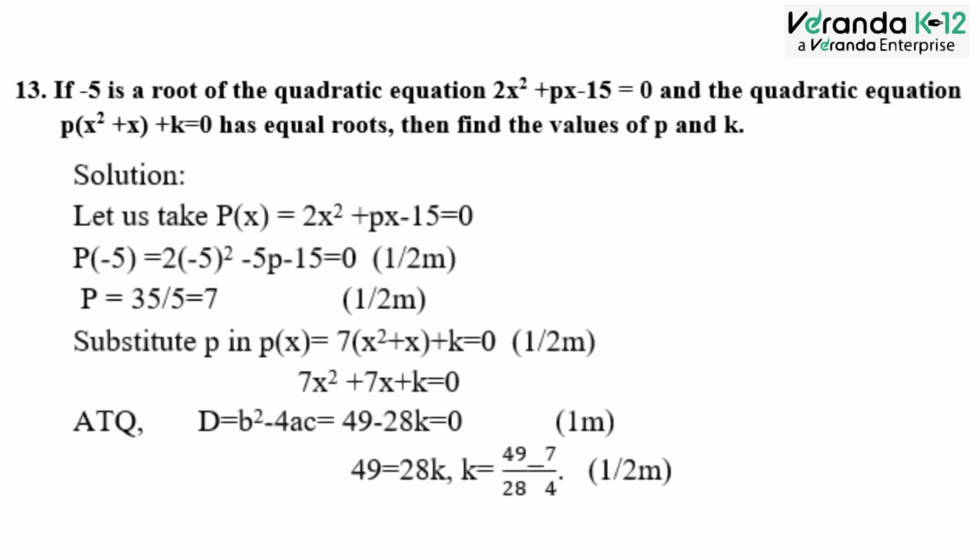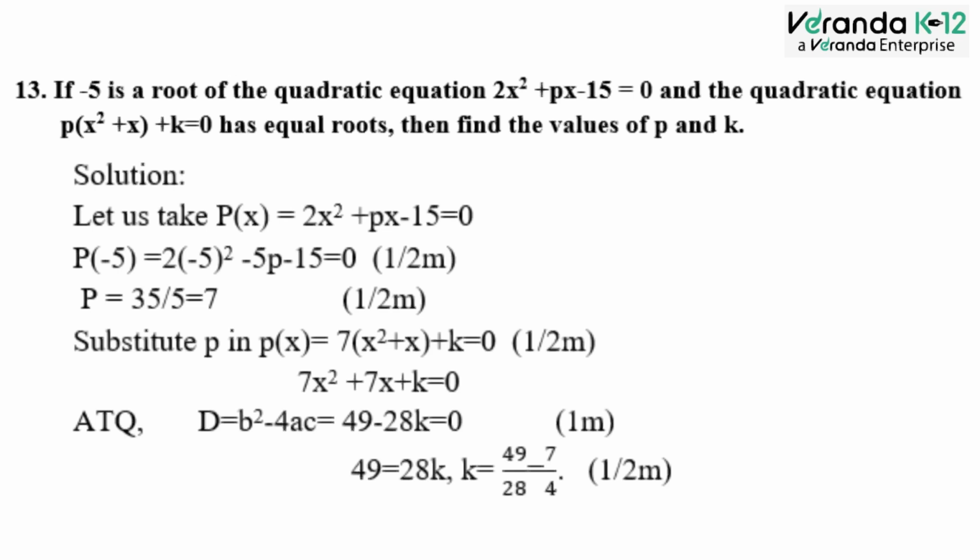This p value we are going to substitute in the second equation. So the second equation becomes 7 into x square plus x plus k is equal to 0. So now 7x square plus 7x plus k is equal to 0 has equal roots. So what is the condition for equal roots? Our discriminant will be equal to 0. So we'll identify what is a, b, c. So here a is equal to 7, b is equal to 7, c is equal to k. We'll substitute those values in D. So we'll get b square minus 4ac is equal to 49 minus 28k is equal to 0.